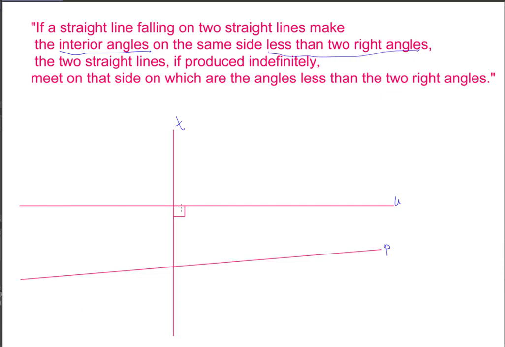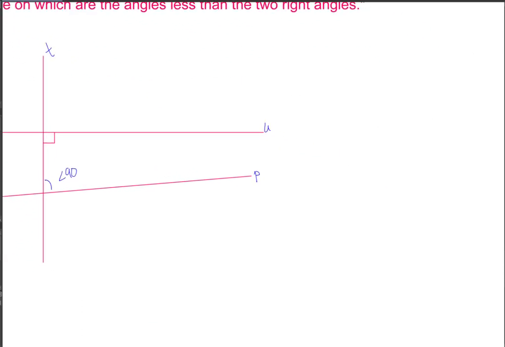So let's say this is a 90-degree angle. If this one here is anything less than 90 degrees, then these two straight lines, if produced indefinitely, in other words if you stretch them out to infinity, will meet on the side on which the angles are less than two right angles. Since these two are less than two right angles, eventually, if I keep stretching these lines out, they will meet together.